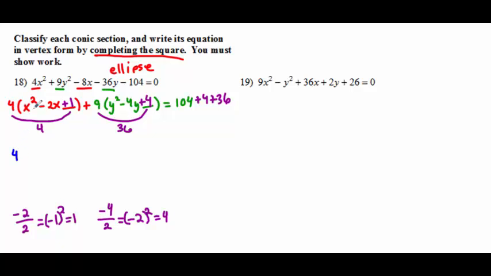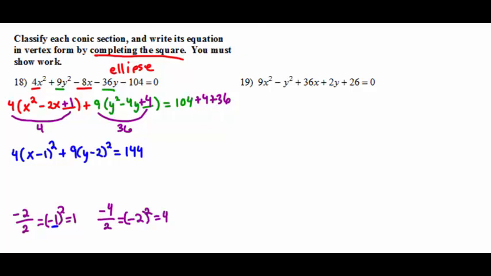So we're going to write 4, and then this parentheses, if I factor it, I want to know what multiplies to get 1 and adds to get negative 2, which is negative 1, which is that number right there we got when we halved. And then I do y minus 2 in this parentheses, because it's what multiplies to get 4 and adds to get negative 4. We add up these numbers on the right side. 104 plus 4 plus 36 is 144.